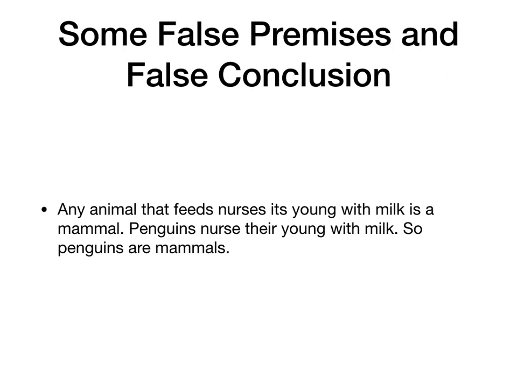Here's one that has some false premises and a false conclusion. Any animal that nurses its young with milk is a mammal. Penguins nurse their young with milk, so penguins are mammals, right? First premise, any animal that nurses its young, is true. That's just the definition of what a mammal is. It's false that penguins do this, and it's false that penguins are mammals, right? This is a valid argument. If penguins really did do this, they really would be mammals, right? By the definition, if you remember your high school biology of what a mammal is.